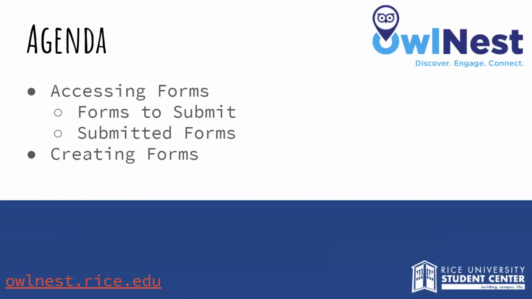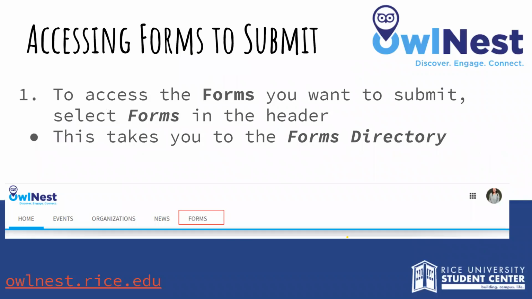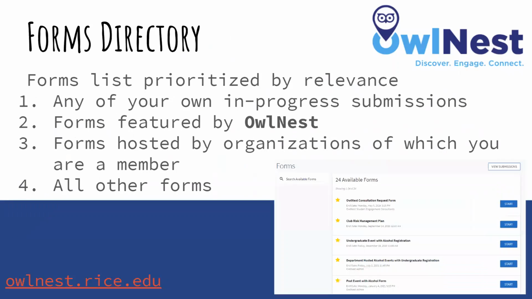We'll be going over how to access forms to submit and forms you've submitted, and how to manage forms you want to create for your organization. There are two main ways you can find forms you will want to submit. The first way is to select Forms in the OwlNest header. This will take you to the Forms directory. The Forms directory is a list of all forms that are active on OwlNest, so you can see the active forms of all organizations and departments at Rice.